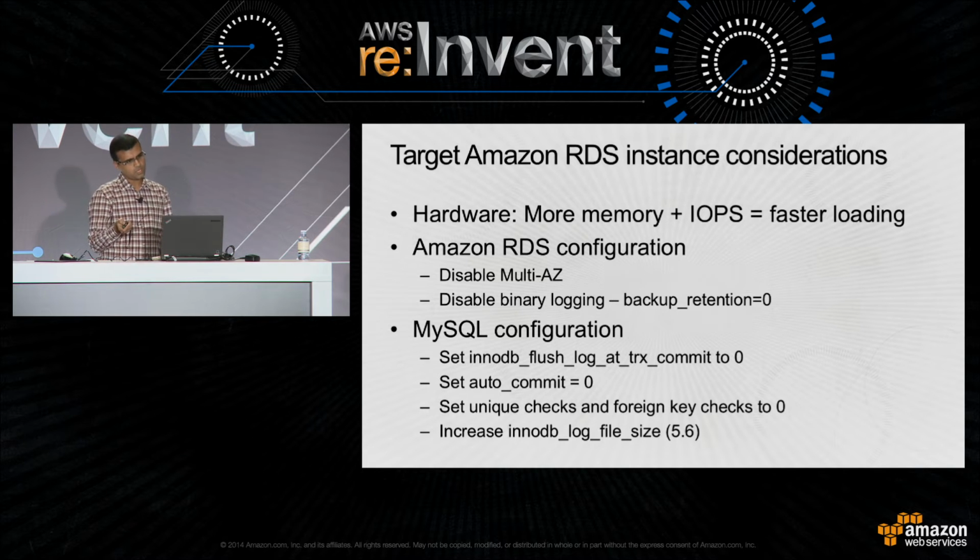You'd want to set unique checks and foreign key checks to 0 to speed up the process. And the last thing is InnoDB log file size. This is something that was not editable using RDS in the past. We just made it editable for 5.6. By default, it's set at 128 MB. While you're importing data, you might want to set it to a larger value so that the checkpoint flushing is less frequent.